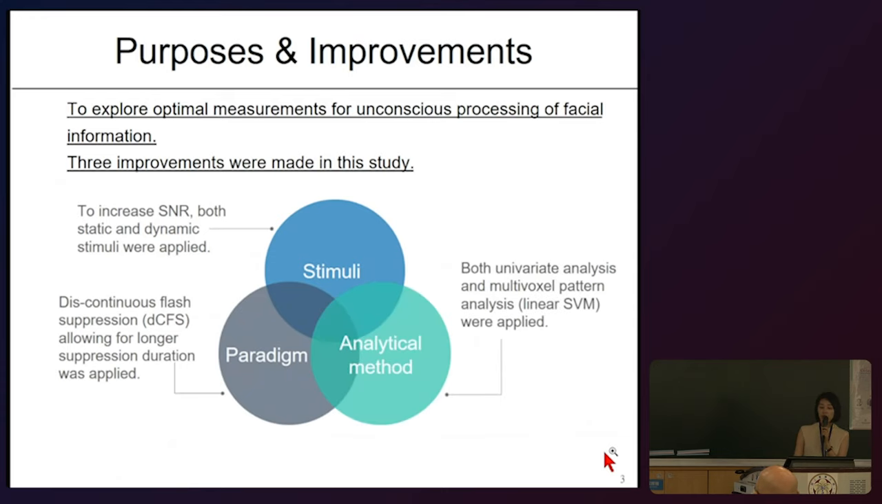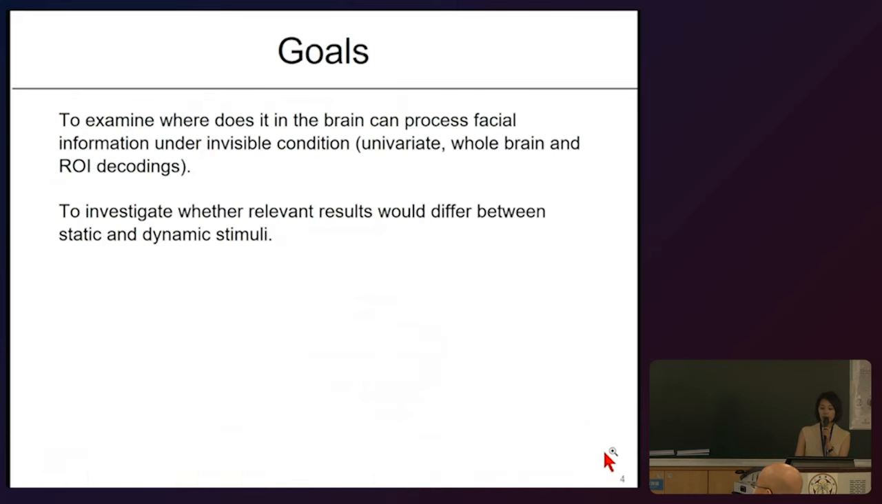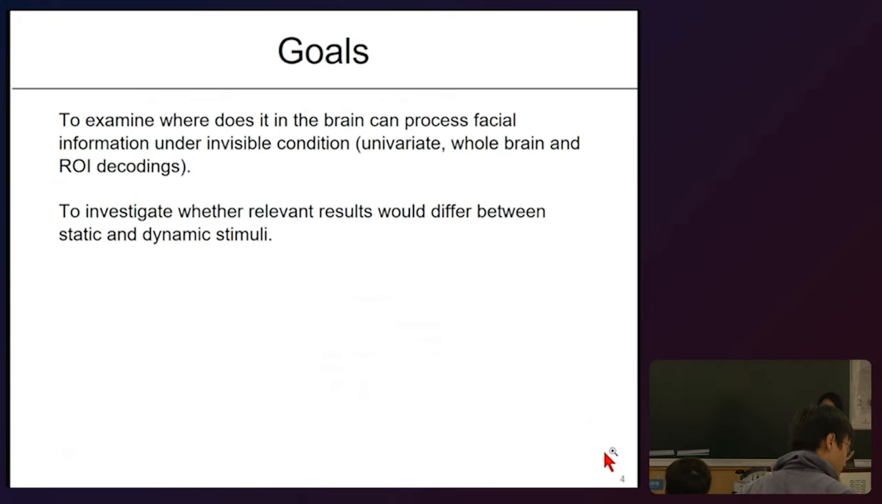Lastly, in addition to univariate analysis, we also did multivariate analysis. In brief, with these three improvements, two fMRI experiments were conducted. For each experiment, we want to examine where the brain can process visual information under invisible conditions using univariate, CoRN decoding, and RI decoding. Further, we also want to investigate whether the results will differ between static and dynamic presentations of our stimuli.